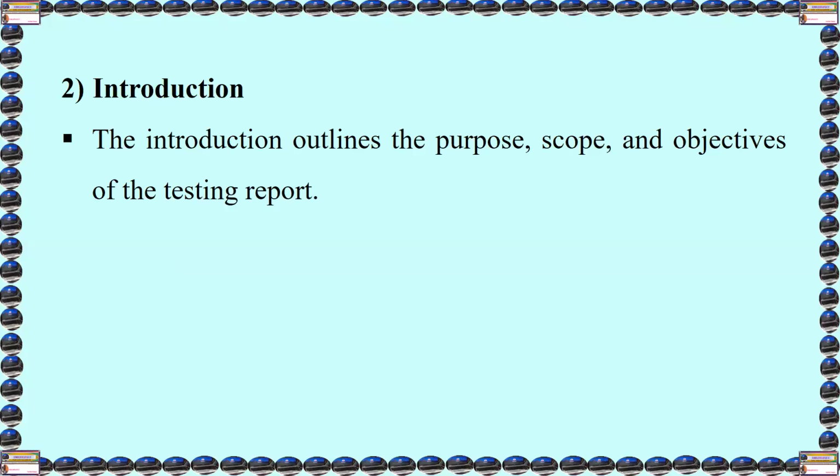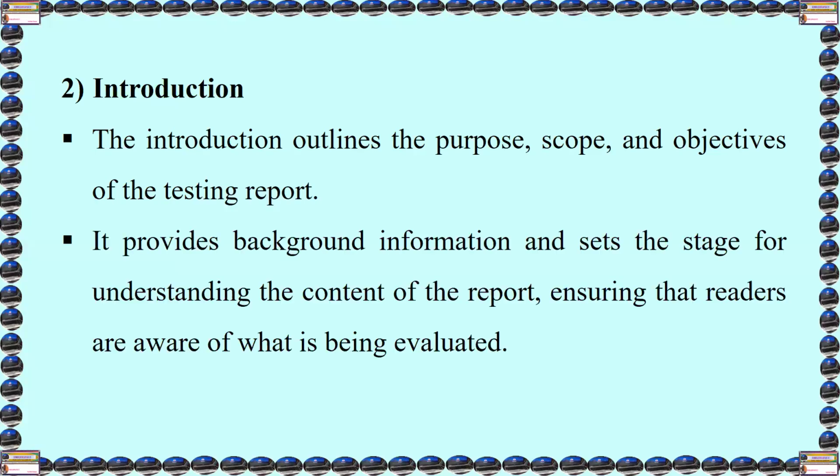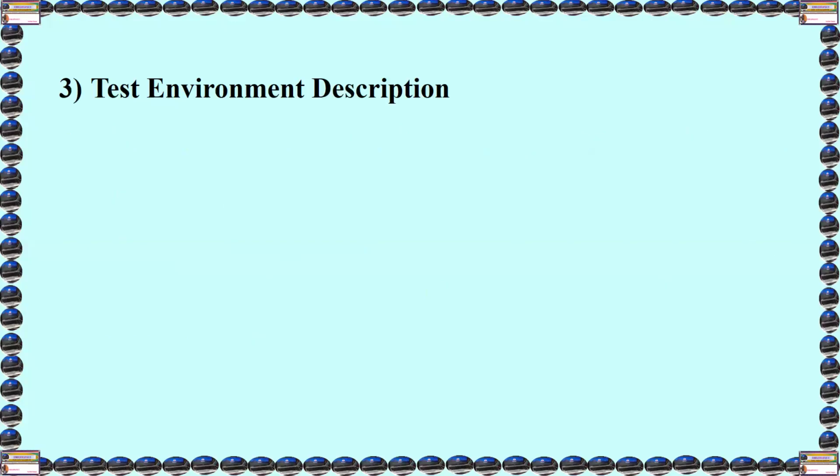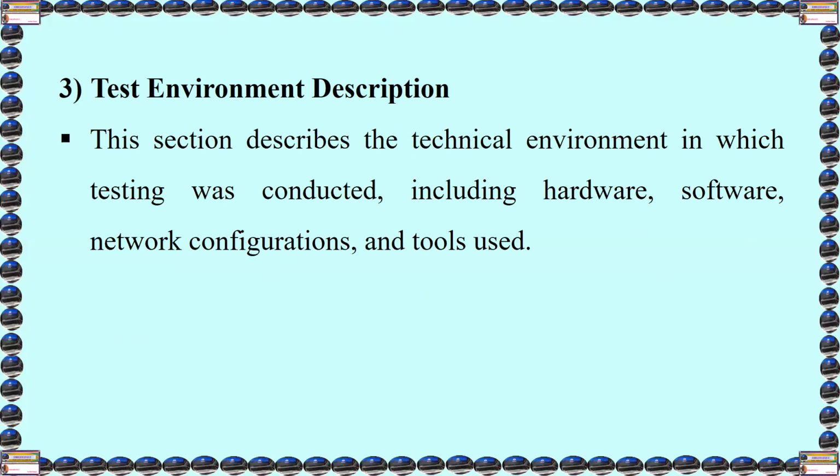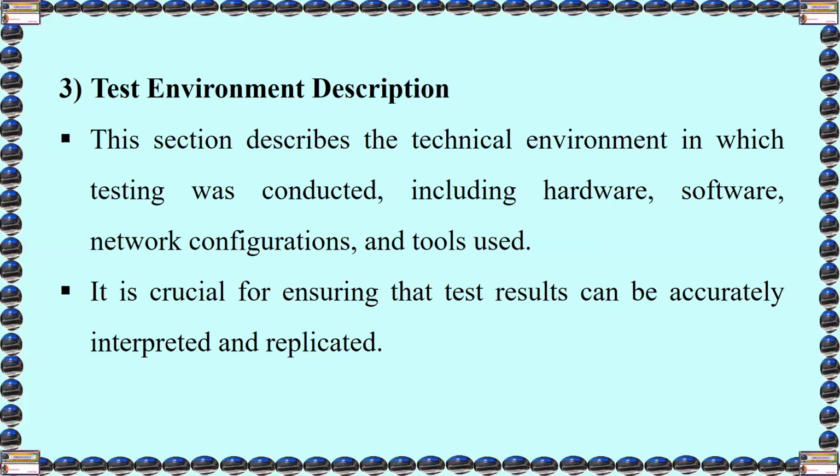Number 2 is the introduction part. The introduction outlines the purpose, the scope, and objectives of the testing report. It provides background information and sets the stage for understanding the content of the report, ensuring that readers are aware of what is being evaluated. Number 3 is test environment description. This section describes the technical environment in which testing was conducted, including hardware, software, network configurations, and the tools used. It is crucial for ensuring that test results can be accurately interpreted and replicated.